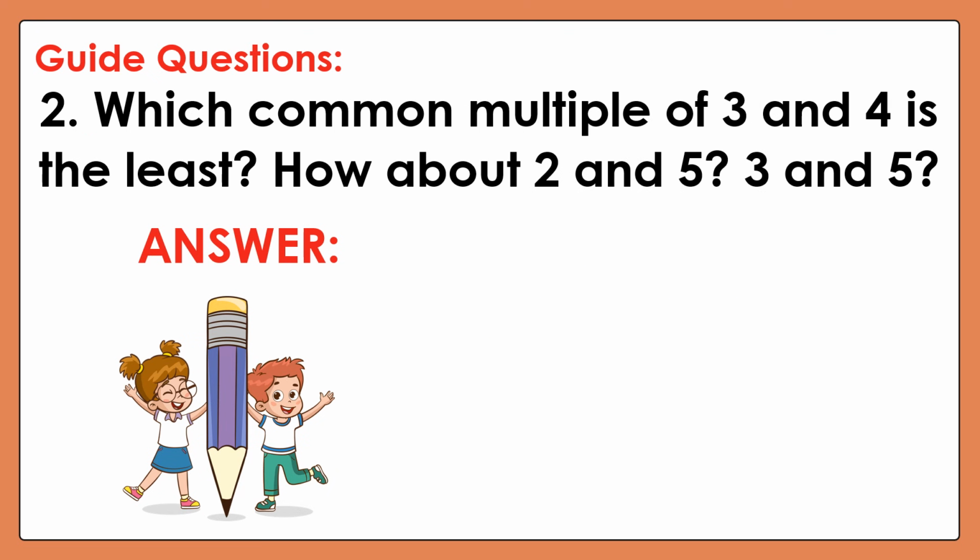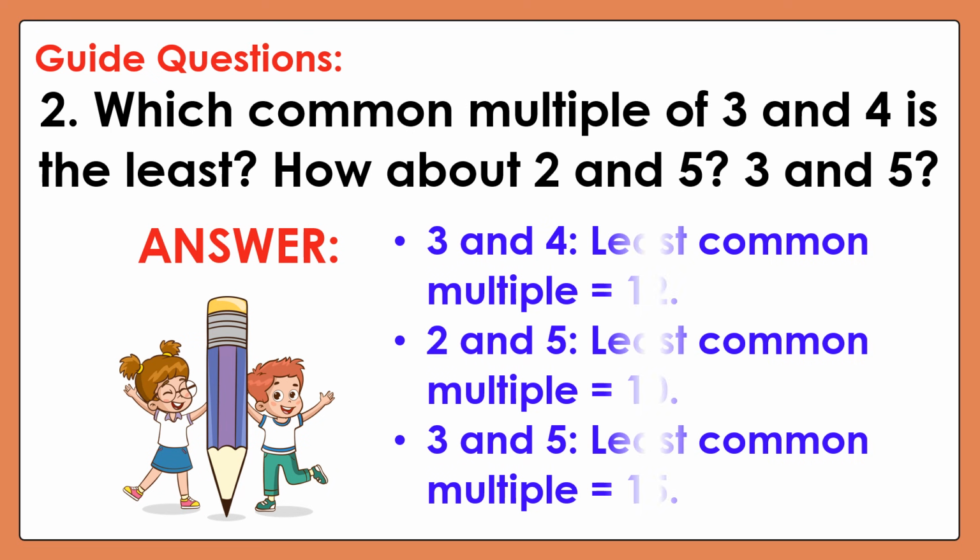Number 2, which common multiple of 3 and 4 is the least? How about 2 and 5? And 3 and 5? The answer, 3 and 4, least common multiple is 12. 2 and 5, least common multiple is 10. And 3 and 5, least common multiple is 15.